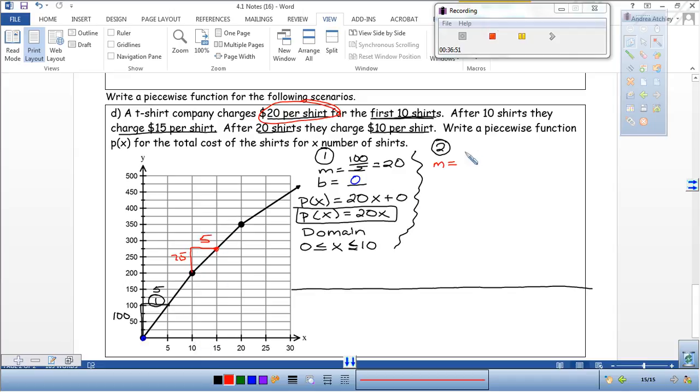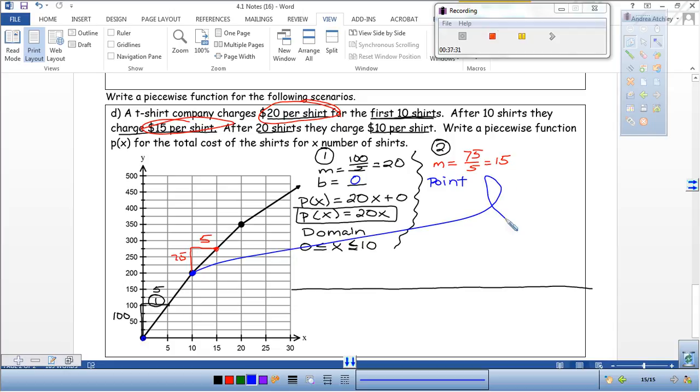So my slope would be 75 over 5, which is just 15. And again, if I look here, it tells me the rate of change, 15. So I could just look at my word problem. Any questions over that? I do not know the y-intercept here, so I need a point. So I'm going to use this point right here.